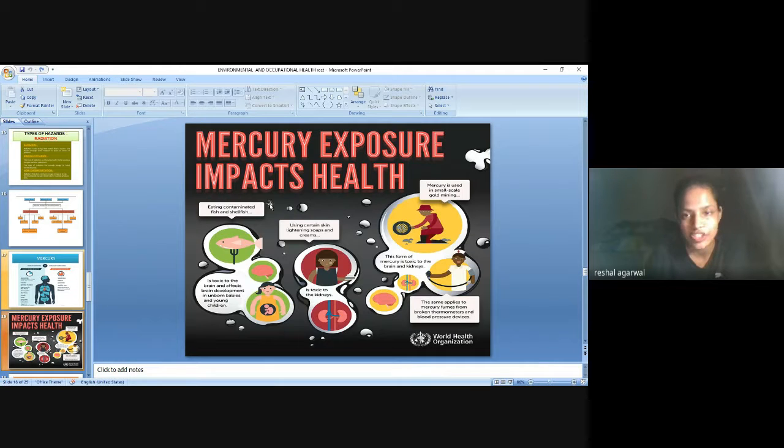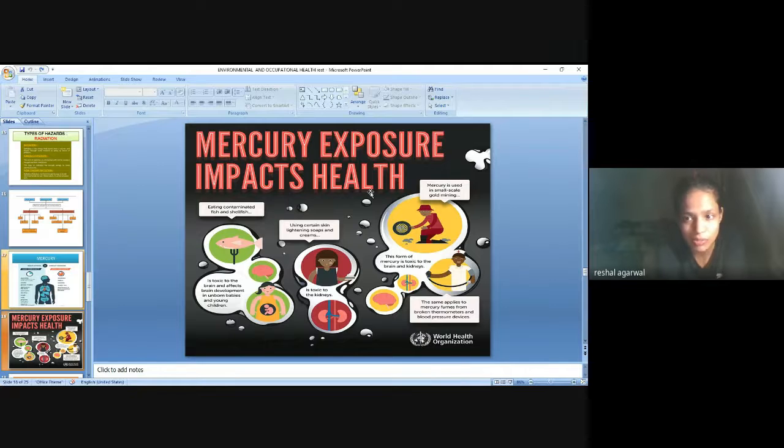And here in this picture, we can see how mercury exposure is enough to affect health in a very, very dangerous way. Eating contaminated fish and shellfish is toxic to the brain and in turn affects the brain development in unborn babies and young children. Using certain skin lightening soaps and creams is toxic to the kidneys. I told you, it ends up affecting almost all the parts of the body.